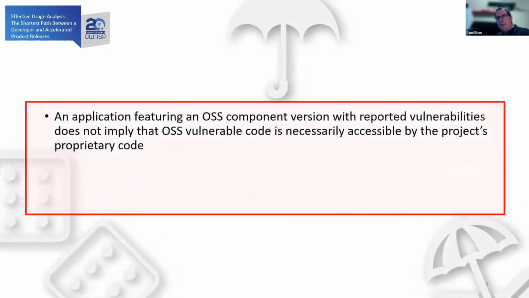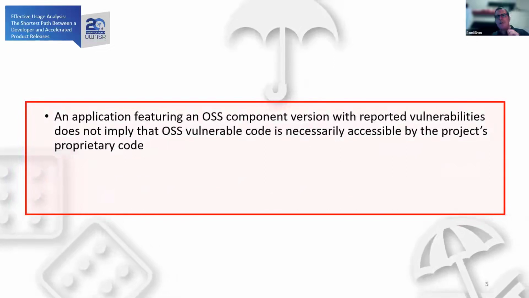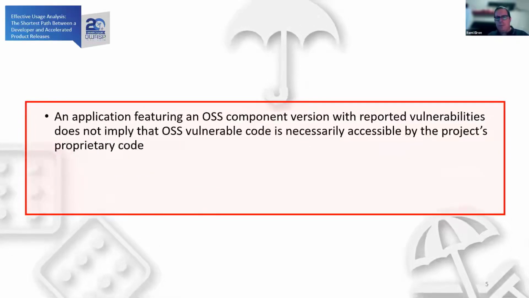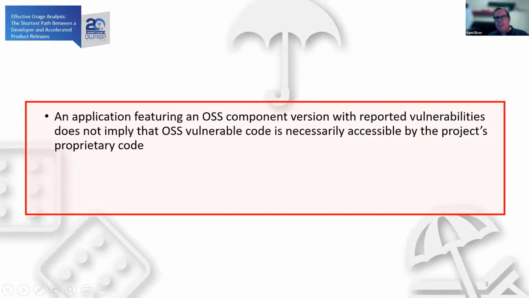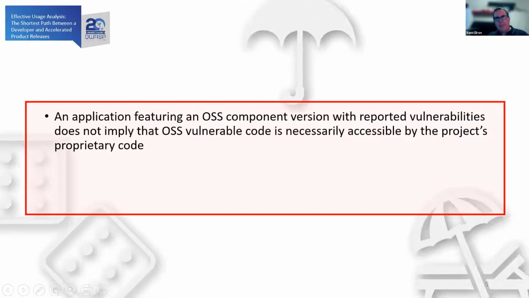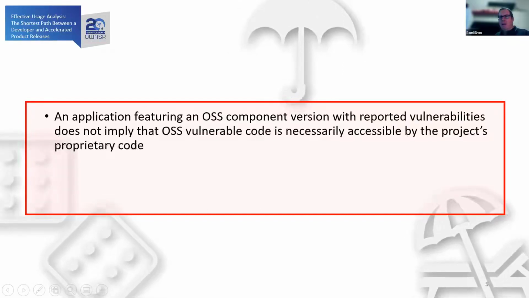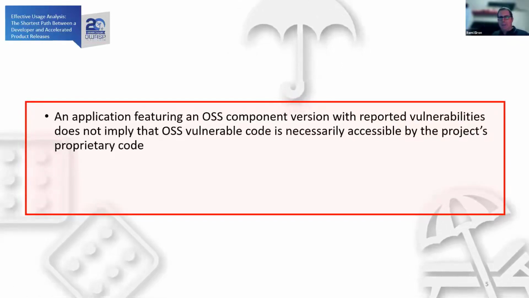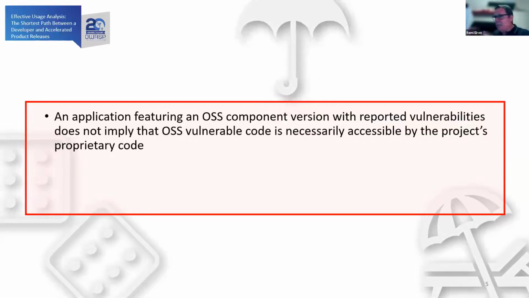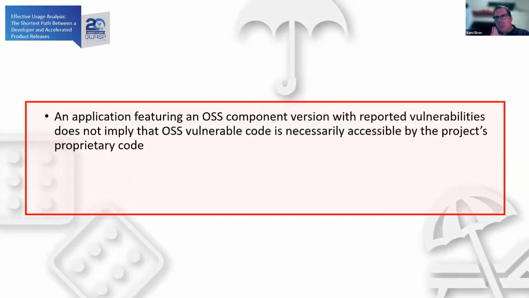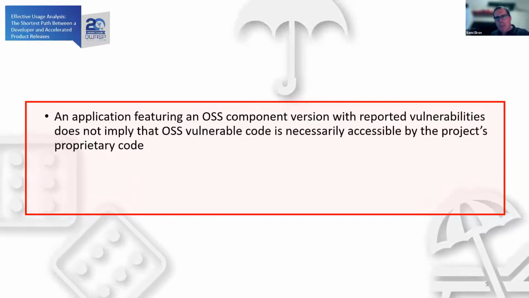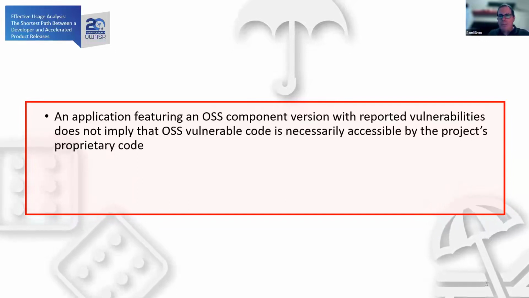My argument is that an application that features an open source component with reported vulnerabilities, that in itself does not imply that the OSS vulnerable code is necessarily accessible by the proprietary code within that project. Please let me reiterate that part because it's significant. We're not saying something about the vulnerability. It is a reported, valid, bona fide vulnerability. It may just not be approached in a manner that really brings up risk here.